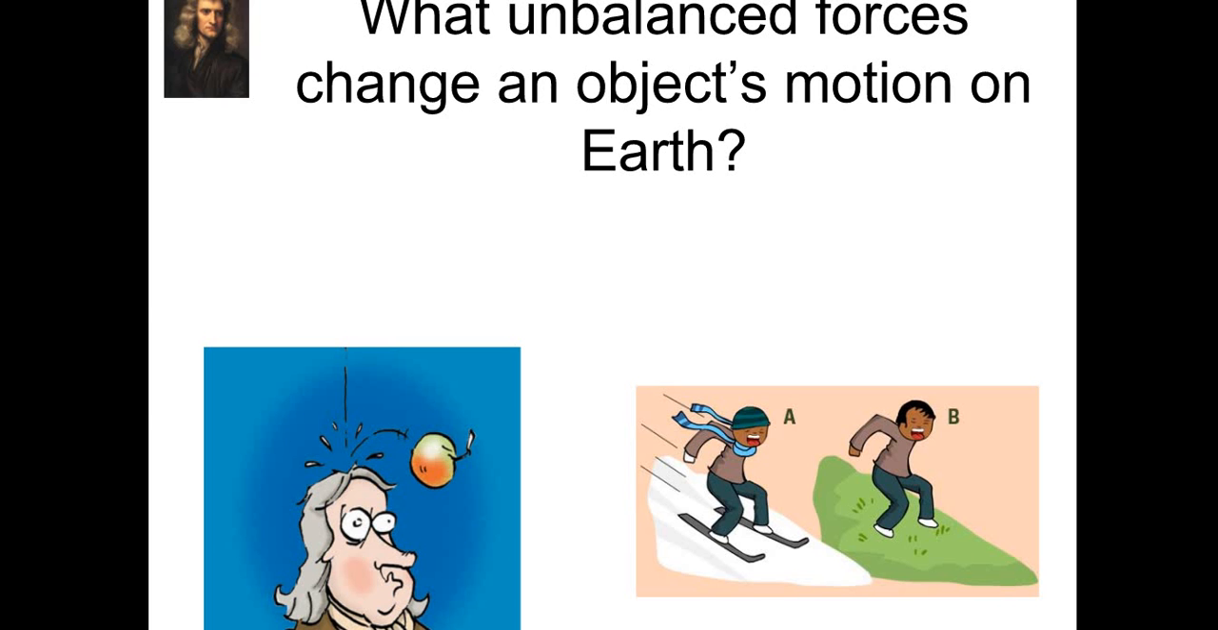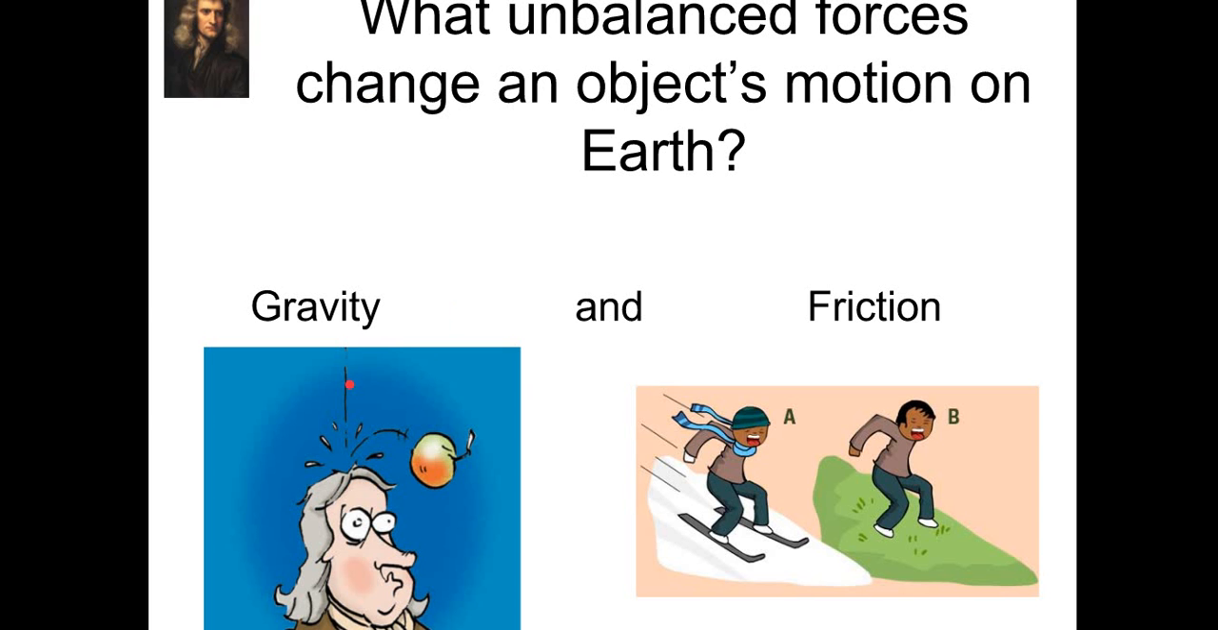So now we're moving right on into going back to those forces, and we're looking at unbalanced forces that change an object's motion on Earth. So we have two forces that we're constantly battling on Earth. Number one's gravity, because gravity is going to constantly pull us towards the center of the Earth and all objects around us towards the center of the Earth. So we're constantly battling gravity.